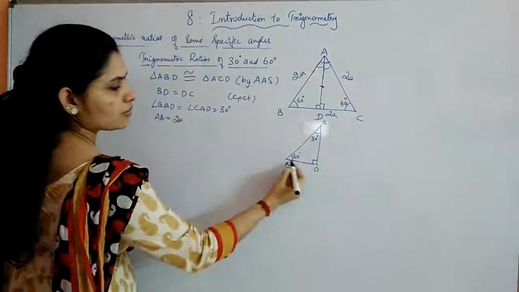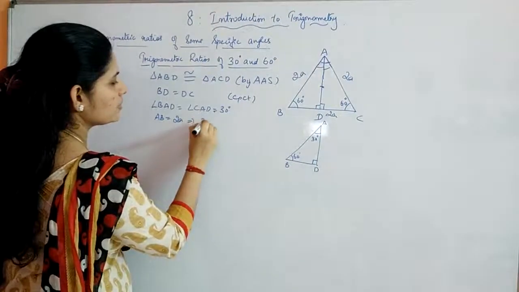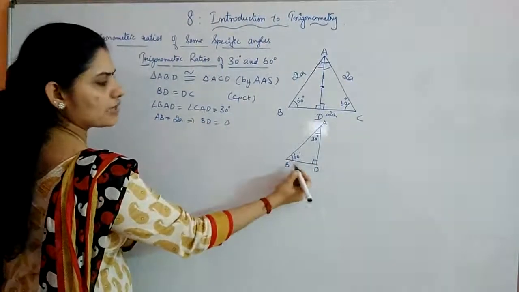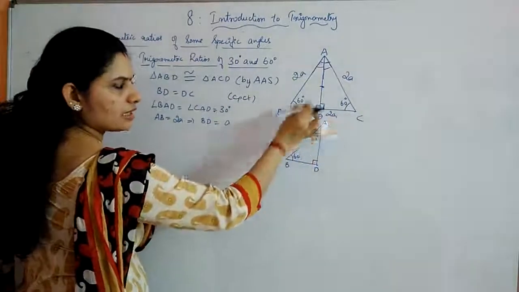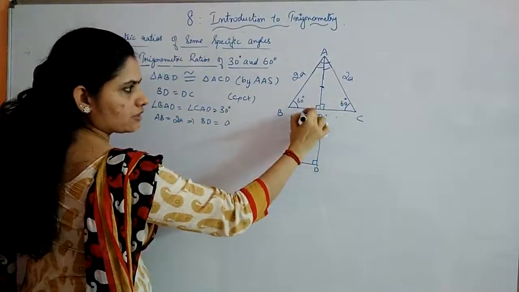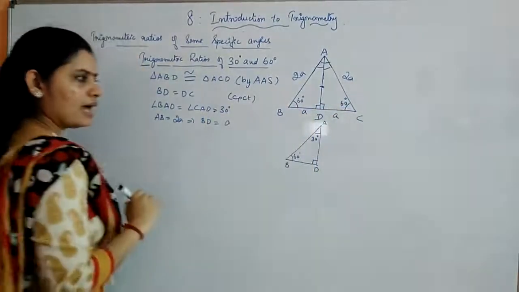So, what can you say about BD? Then BD will be equal to A. It will be half of that because these two are equal and this total is 2A. This will be A, this will be A, right? So, here you have A, here you are having A.